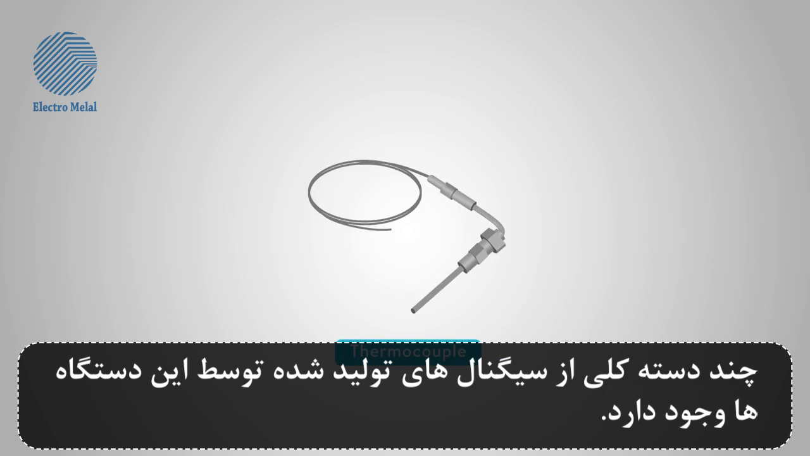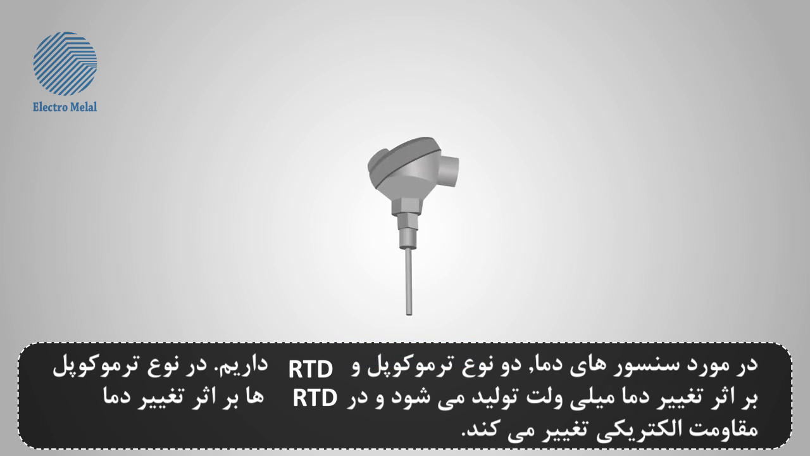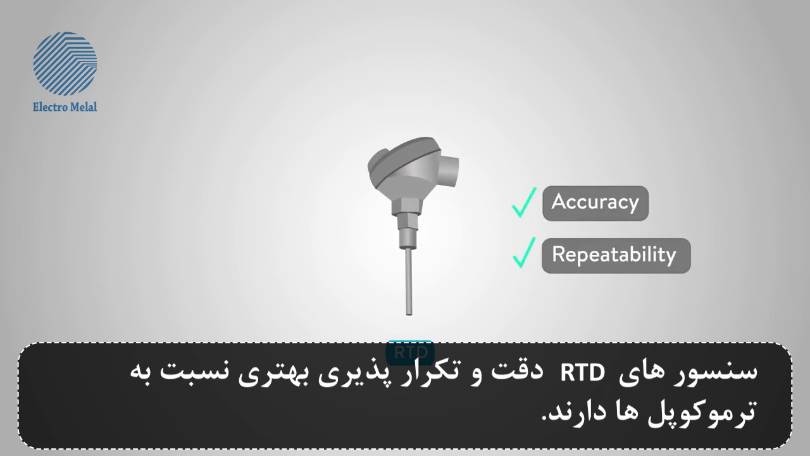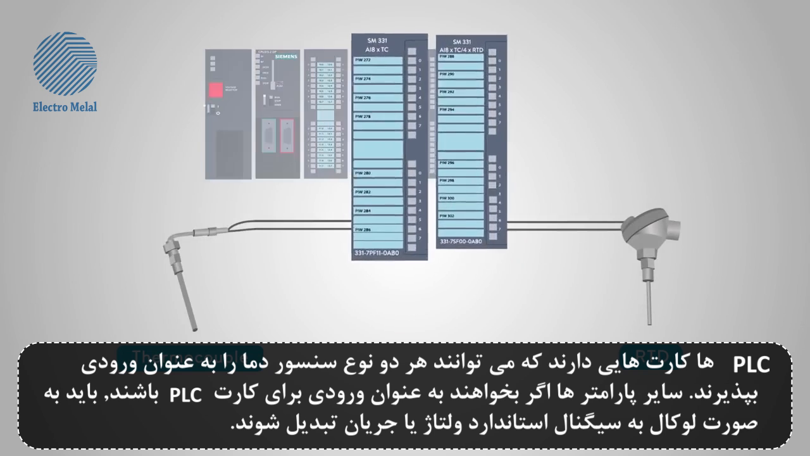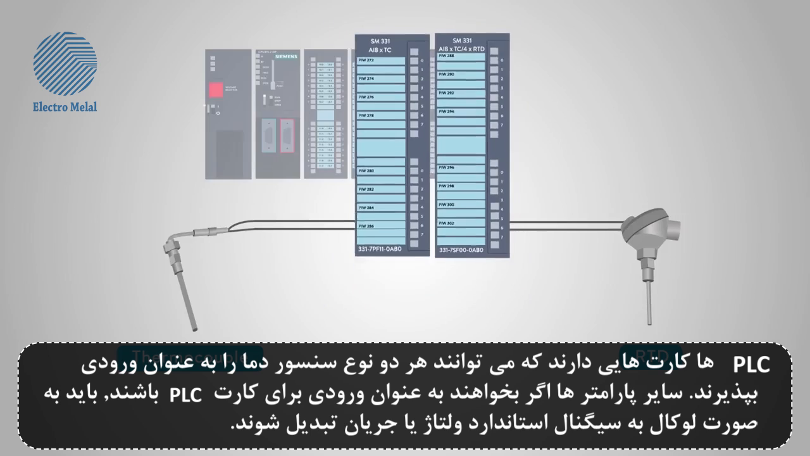There are a few general categories of signals generated by these devices. For temperature sensing, the devices themselves produce either millivolt range signals, in the case of thermocouples, or variable resistances, in the case of resistance temperature detectors, or RTDs. Because of their higher accuracy and repeatability, RTDs are generally a better sensing element when we can use them. PLCs have cards that are specifically designed to handle both of these kinds of devices.